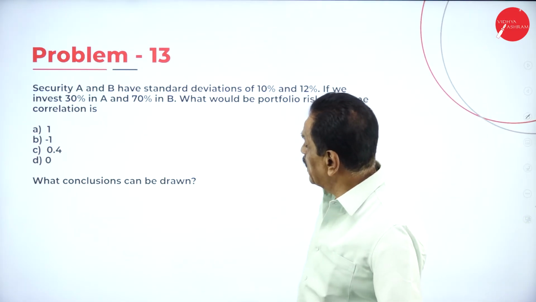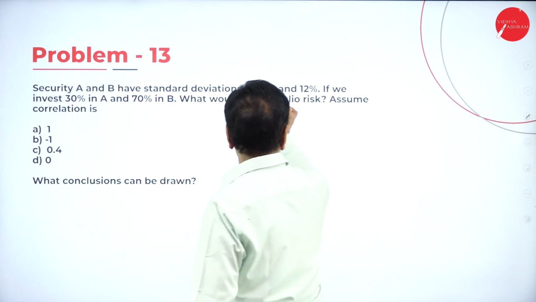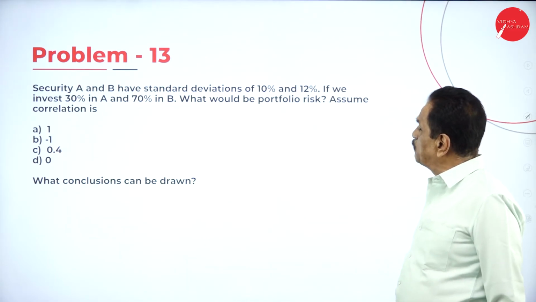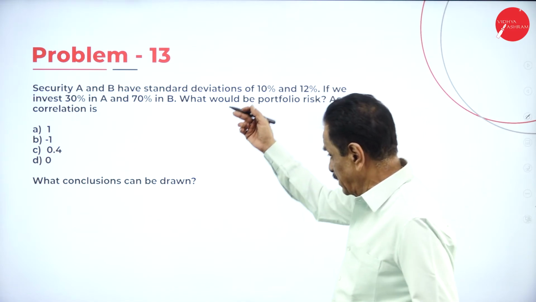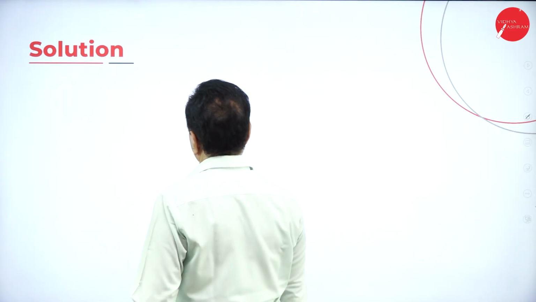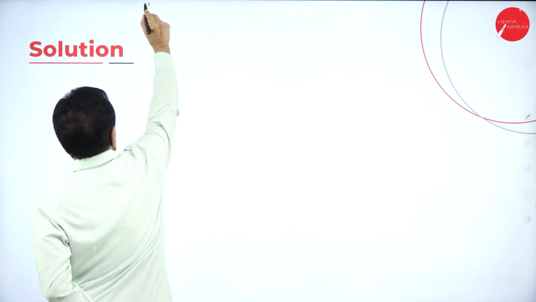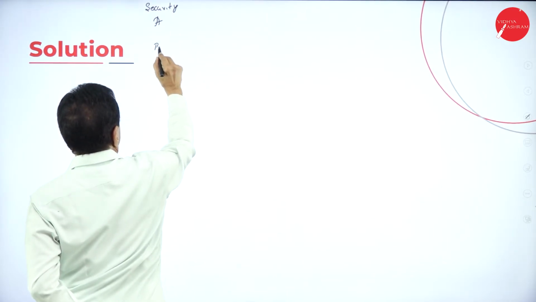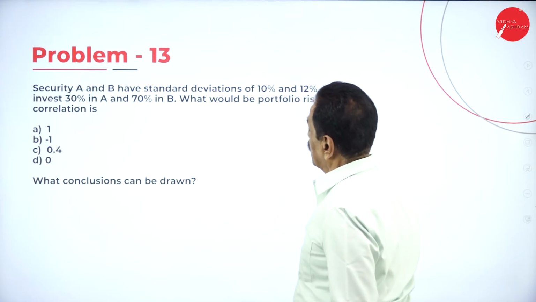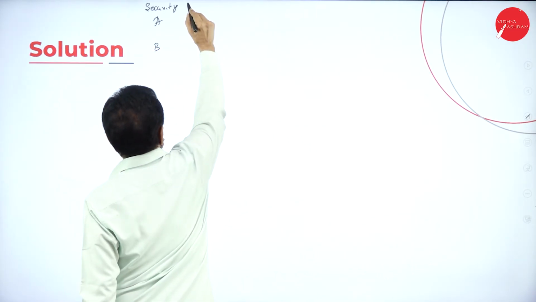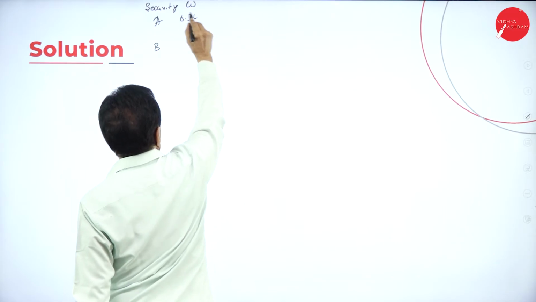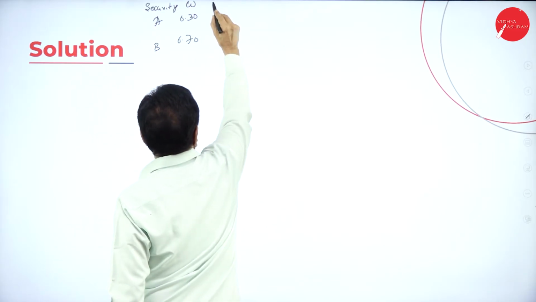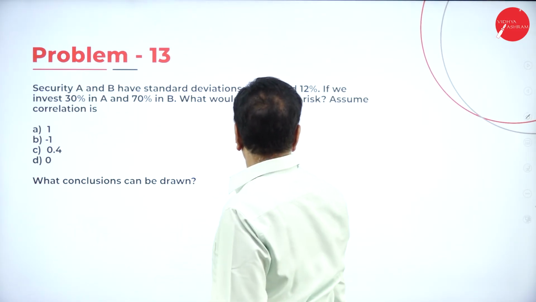Security A and security B have standard deviation 10% and 12%. If they invest 30% in A, 70% in B, what would be portfolio risk? Assume correlation is the same. So we'll do that slowly. Security A, security B. Then weights 0.30, 0.70. Your standard deviation 10, 12.